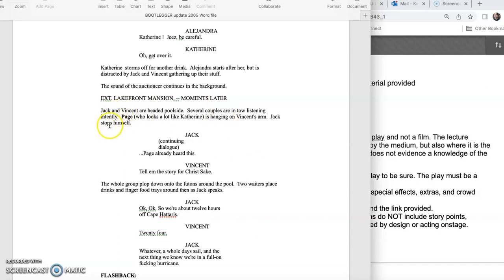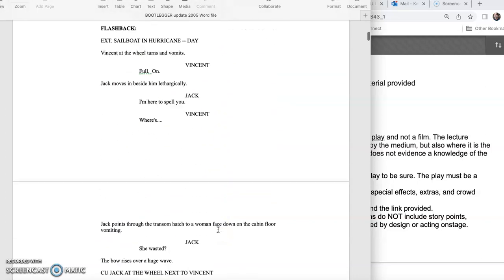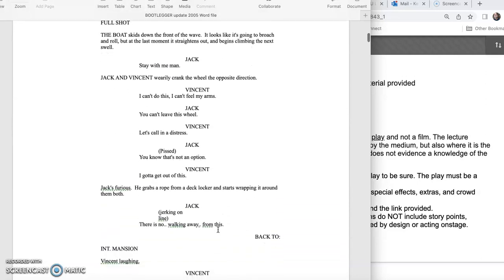Then we have a description of what is happening. Then we have the character who is speaking, maybe a parenthetical note about what is going on with that person. Sometimes it's an emotional note, or a little minor action note, and then you will have their dialogue. Okay? In between their dialogue, you'll have these, not in parenthetical, that say what is going on. Jack's furious. He grabs a rope from the deck locker and starts wrapping it around them both.